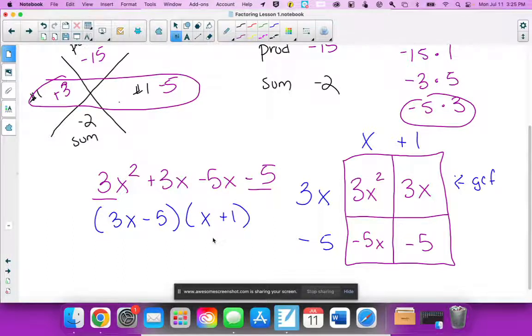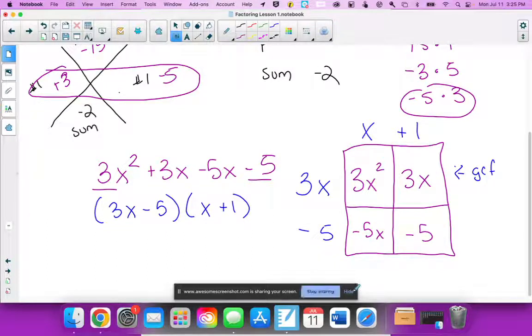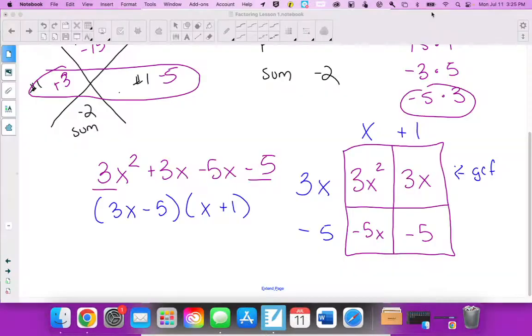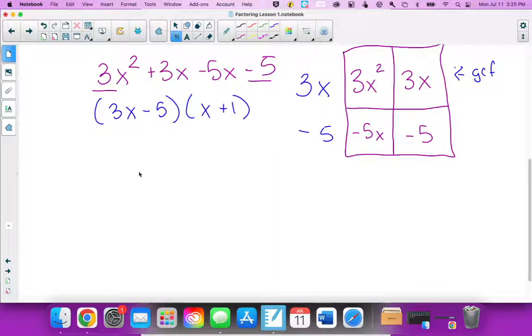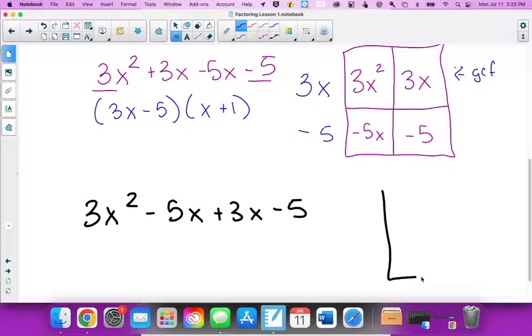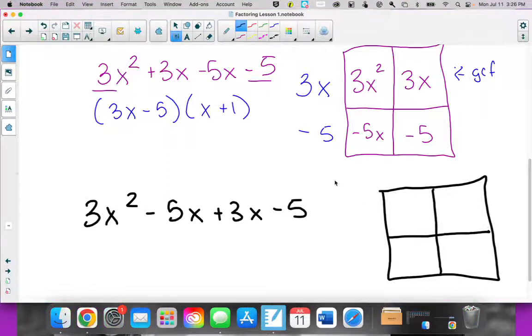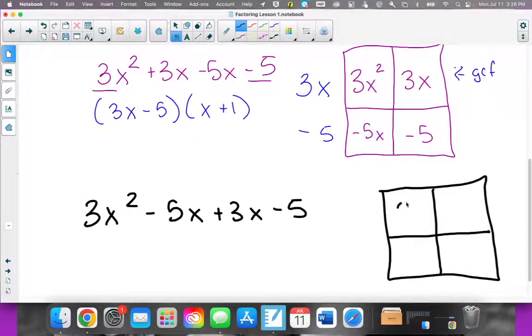Now, I know there's probably at least a couple of you that are asking about this what if statement. Okay, so what if I wrote my new statement, and again, the order doesn't matter, as -5x plus 3x minus 5? Okay, we'll do that one too, because the order does not matter. You're going to get the same answer in the end. So 3x squared, -5x, positive 3x, -5, same deal. Find your GCF.